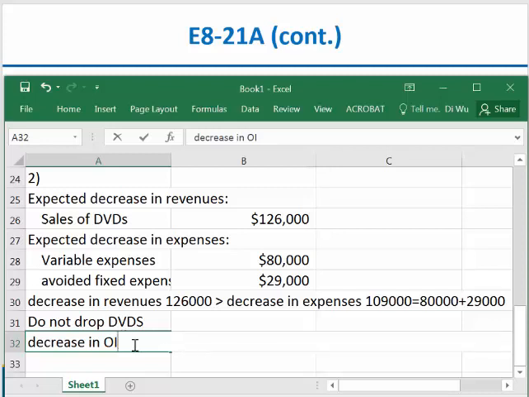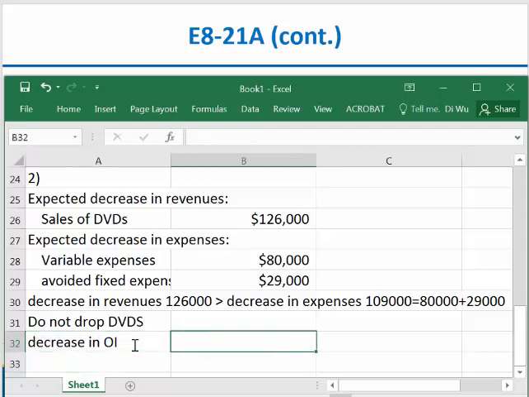The decrease in operating income is going to be 126,000 minus 80,000 minus 20,000. So you actually still have a loss in operating income of 17,000. So that's pretty clear here that for the second part, we don't discontinue the DVDs.